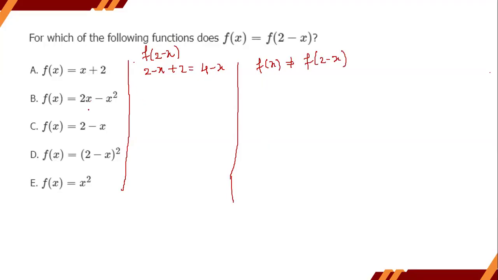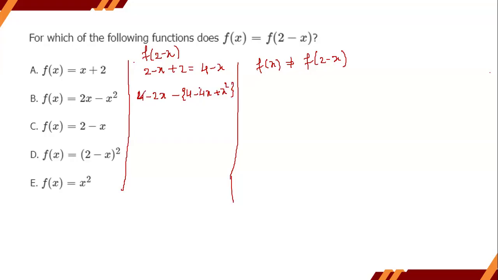Let's look at option B. So 2 times of 2 minus x, we can write it as 4 minus 2x, minus (2 minus x) whole square. So (2 minus x) whole square gives us what? 4 minus 4x plus x square, right?